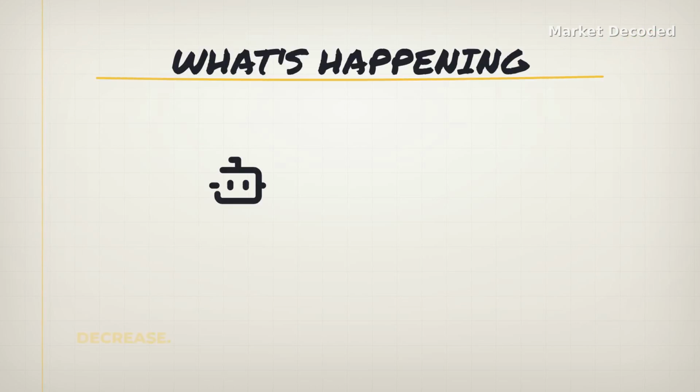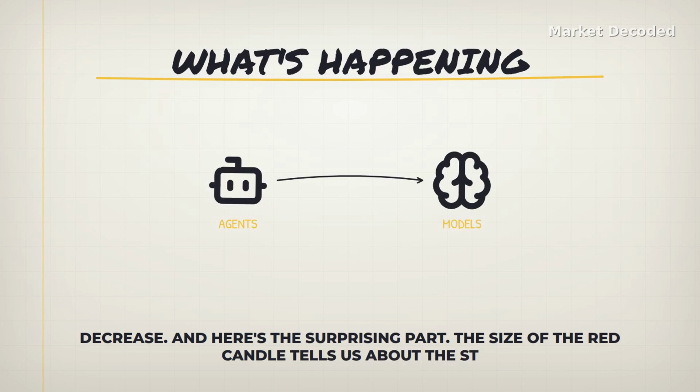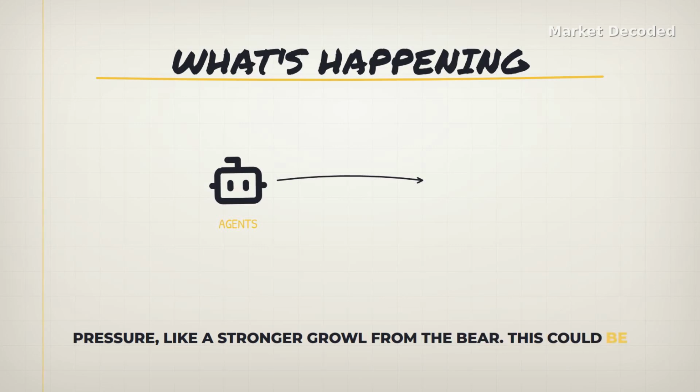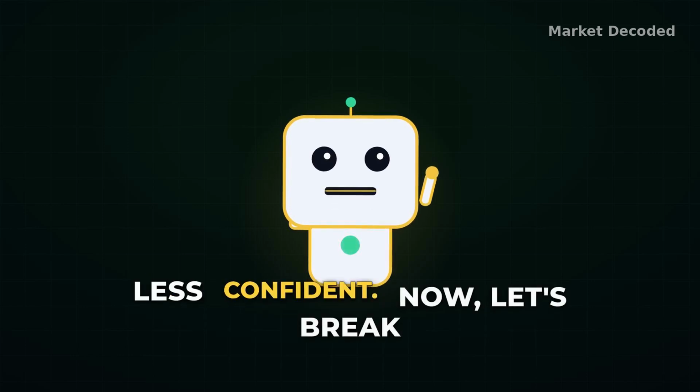And here's the surprising part. The size of the red candle tells us about the strength of this bearish move. A larger red candle means there was more selling pressure, like a stronger growl from the bear. This could be due to various factors. Perhaps some big investors decided to unload their shares, or new information came out that made people less confident.